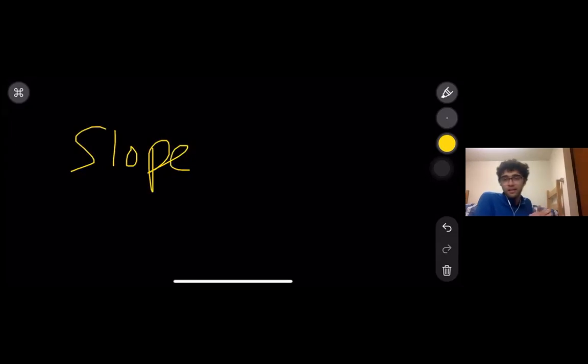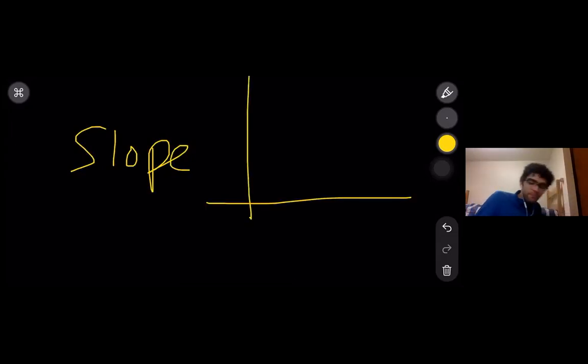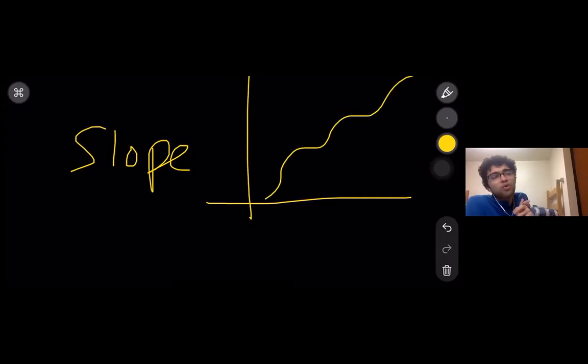Let me explain to you what is the meaning of slope. This is fundamental in understanding a lot of things. So if we have a graph, okay, if I have a graph, what is the slope of this graph? How do we define the notion of slope?